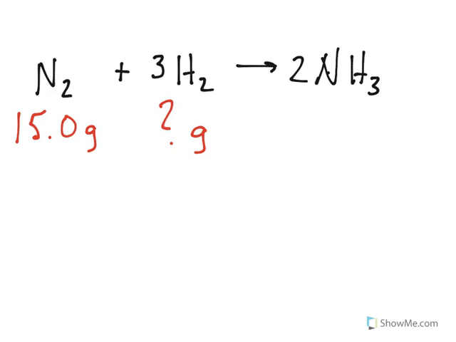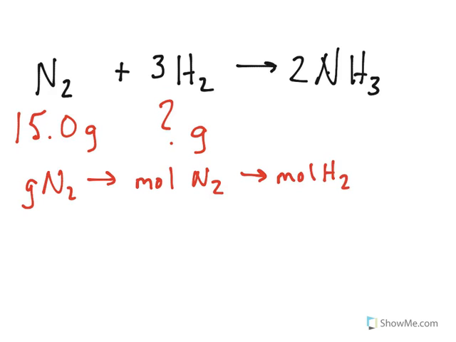So that means we're going to have to go from our grams of nitrogen and convert that to moles of nitrogen. Once we've converted that to moles of nitrogen, we can convert that to moles of hydrogen, and we'll convert between them by using these coefficients out front, the mole ratios. And then once you have moles of hydrogen, it's an easy conversion to get to grams of hydrogen.